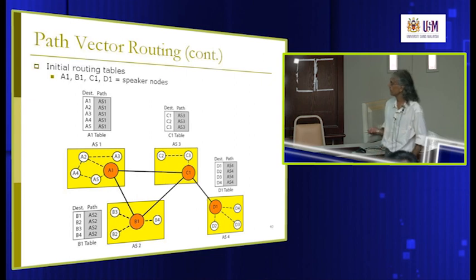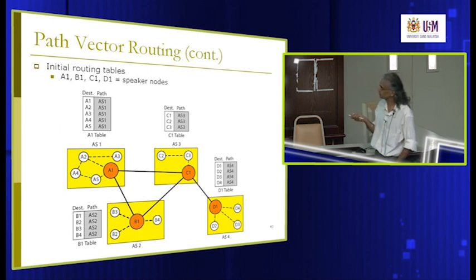So the tables will look like this, right? So initially, these are the speaker nodes, A1, C1, B1, D1, and these are AS, this is one zone, one another zone. Right? So they will use a routing protocol. They can use RIP, OSPF within here to build the routing table. Here also they can use RIP or OSPF. It doesn't matter. They are quite independent in that sense. They employ their own routing protocol and then build the tables. Okay. Now, what we're going to do is exchange information between one zone and another zone. Then we use the path vector.